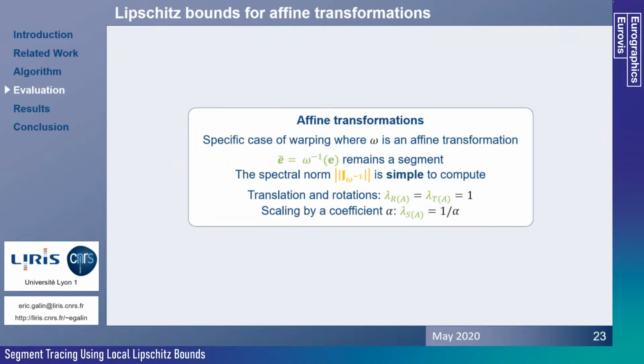Affine transformations are a special and simple case of warping. The transformation of a segment remains a segment, so the gradient of the child field function is also evaluated over a segment, and the spectral norm is simple to compute. The results are as follows. The Lipschitz coefficient applied to the subtree is 1 for rotations and translation, and the inverse of the scaling coefficients for scaling.